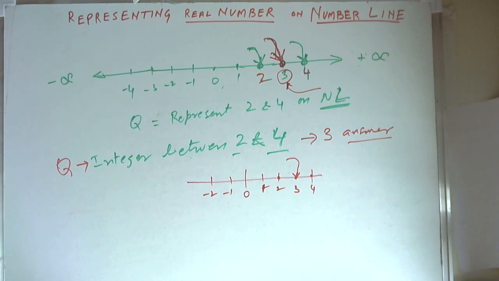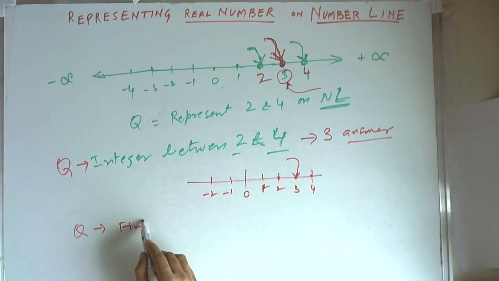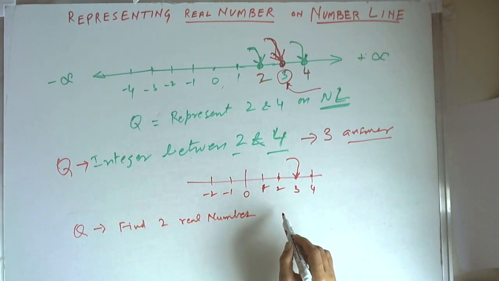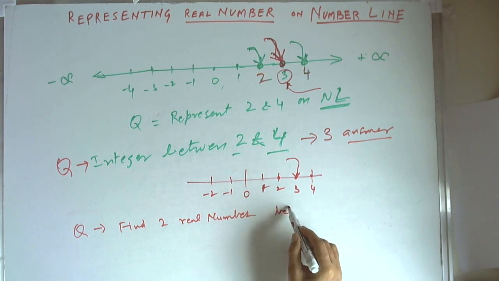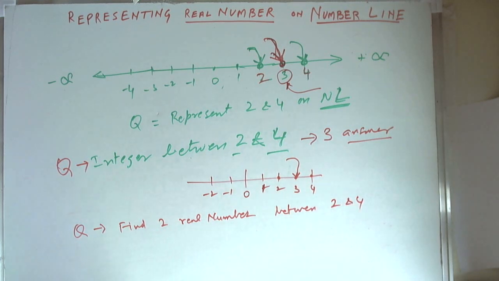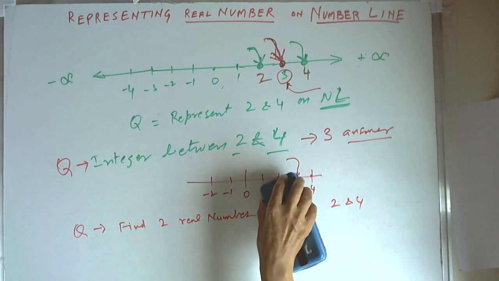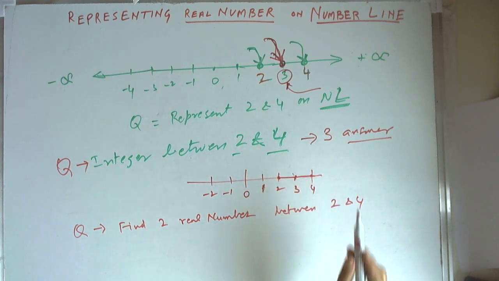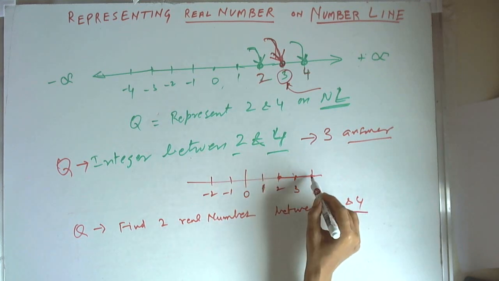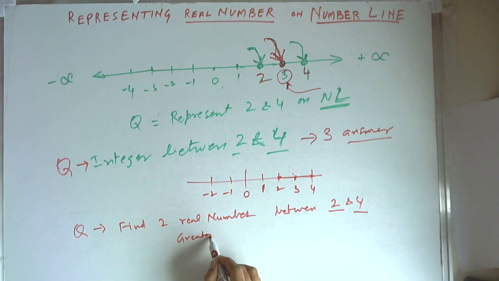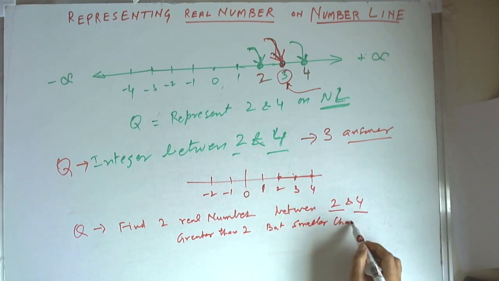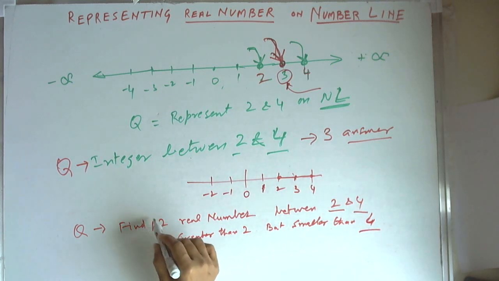If the question says that we need to find two real numbers between 2 and 4, how do we do that? So this is a number line where we have 2, 3 and 4. Between 2 and 4 means the number has to be greater than 2 but smaller than 4.